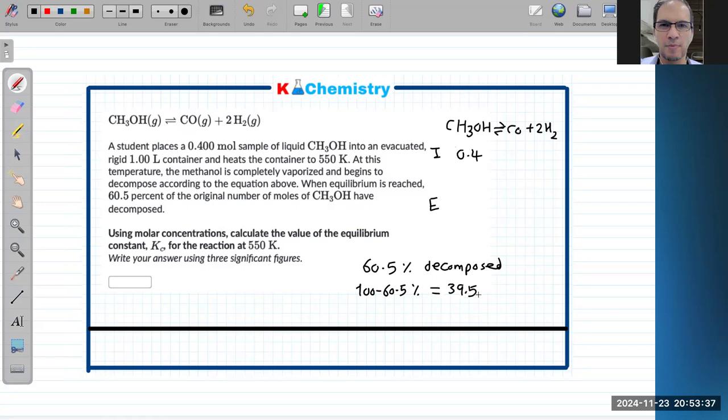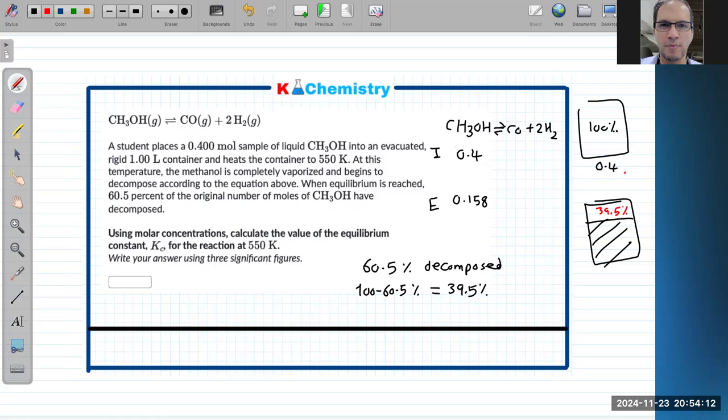39.5% remaining out of the 0.4, so that's equal to 39.5 over 100 multiplied by 0.4, so you ended with 0.158. If you are wondering how we got this one, this is the 100% of the 0.4 moles. Out of it, only 60.5% is decomposed, and this is the amount remaining, which is 39.5% of the 0.4 moles. That's equal to 0.158.